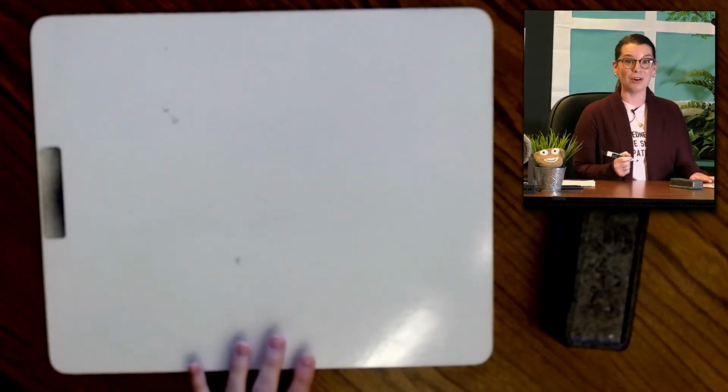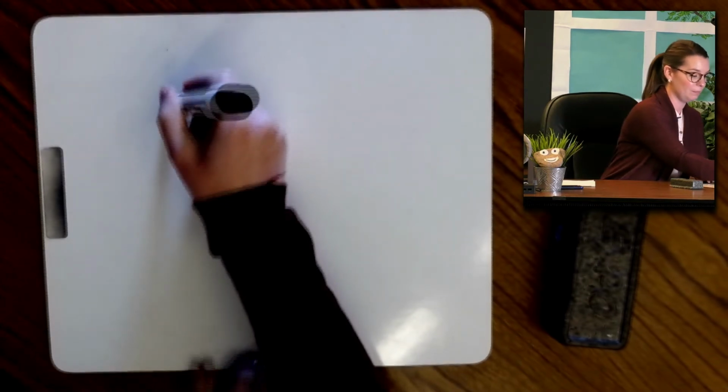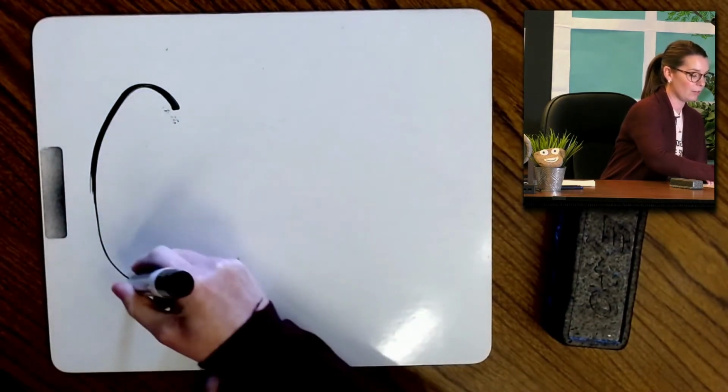Here's our capital O. Now, here's a trick. If you can write a C, you can write an O, because an O starts just like a C, but you don't stop. You travel all the way around. Let's do this together. Pens up, bump back around, travel all the way around.